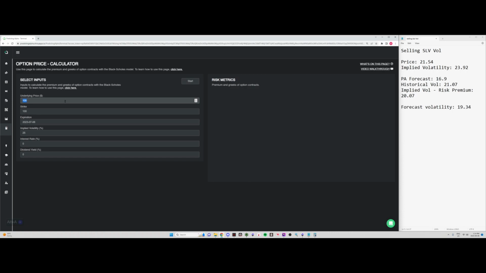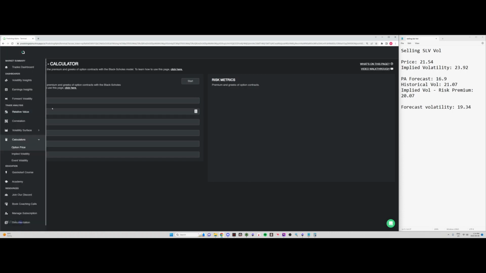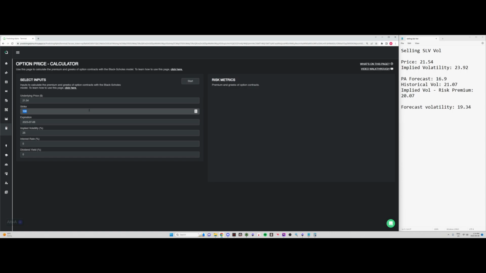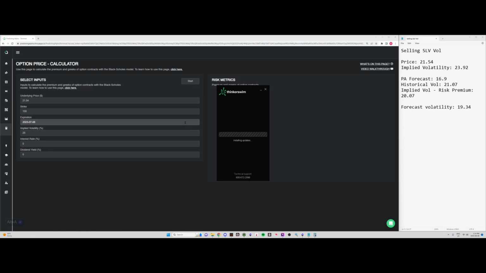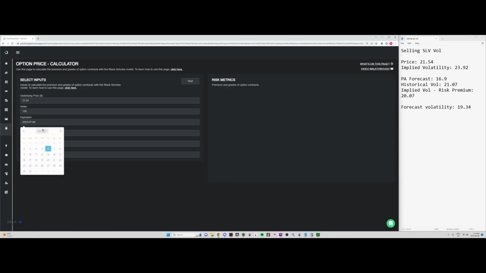Let's see. SLV is at 21.54. Strike price: if it's 21.54, do we think we can sell the 21.50 straddle or the 21? I'm not sure. So let me open Thinkorswim really quick, and we're just going to see how that looks. As always, Thinkorswim is installing updates, but that should be pretty fast. So let's hope it is fast. But we can enter all the other info for now.